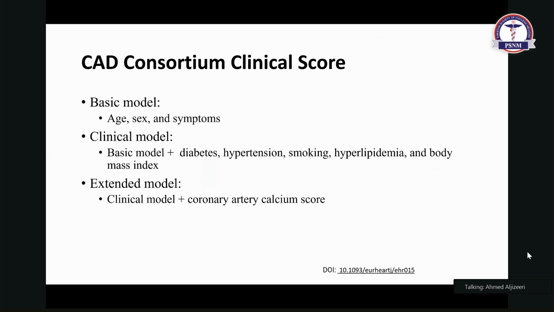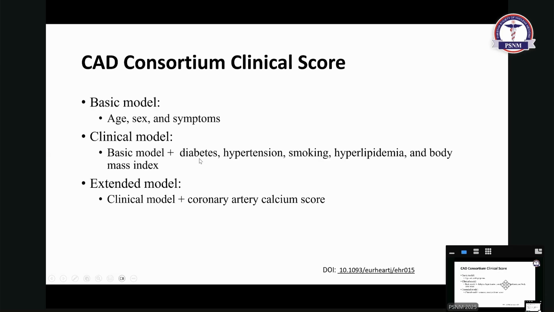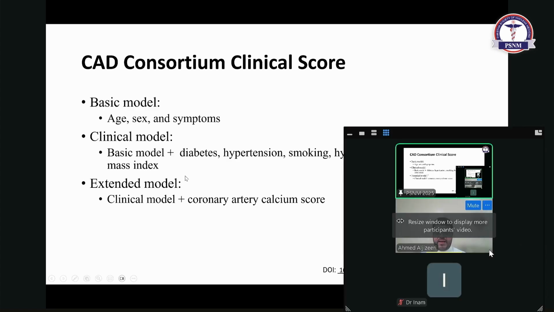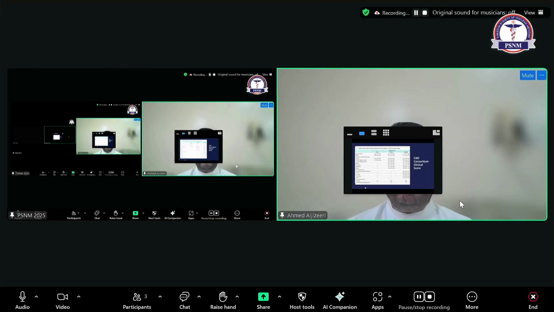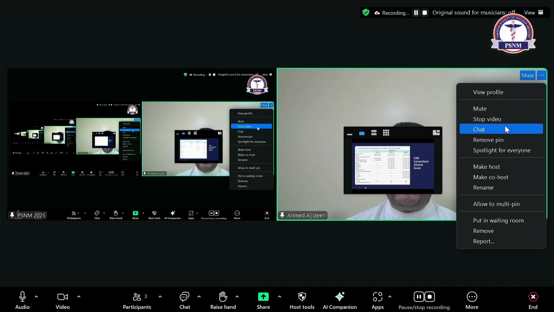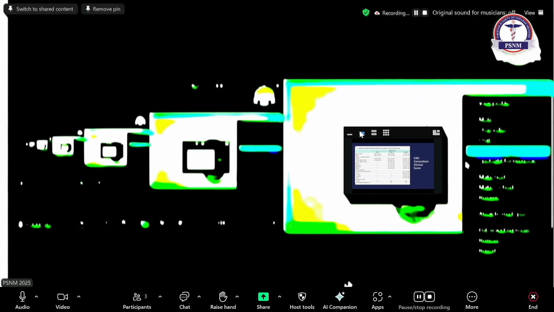Now, later on, we have the consortium clinical score, which has 3 models: the basic model, the clinical model, and the extended model. The basic model is similar to the Diamond-Forrester model. The clinical model adds diabetes, hypertension, smoking, hyperlipidemia, and body mass index, and the extended model adds coronary calcium score. The problem with this score is that it is a bit comprehensive and may be tedious, going around doing all of these numbers to identify the likelihood of a patient to have coronary artery disease when he or she presents with chest pain.